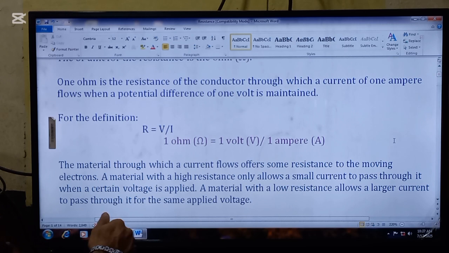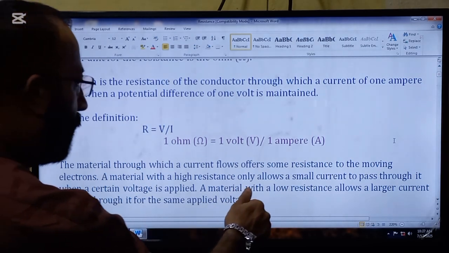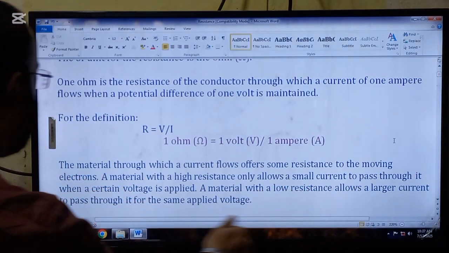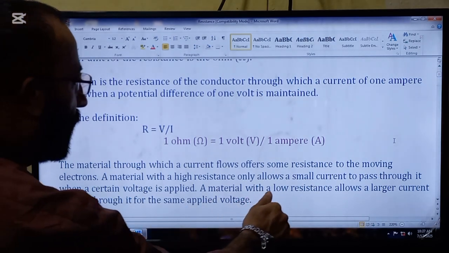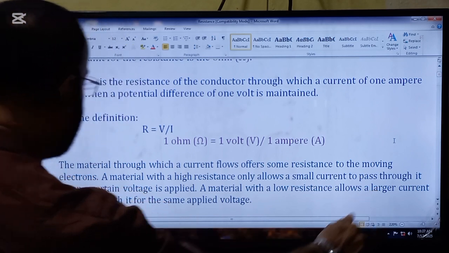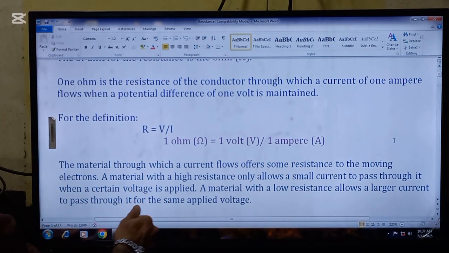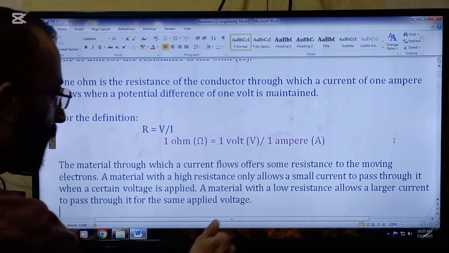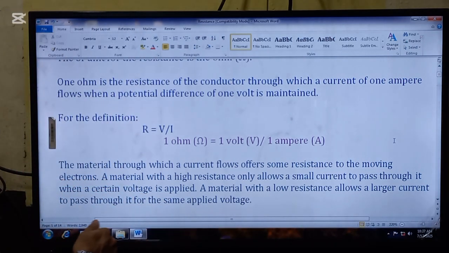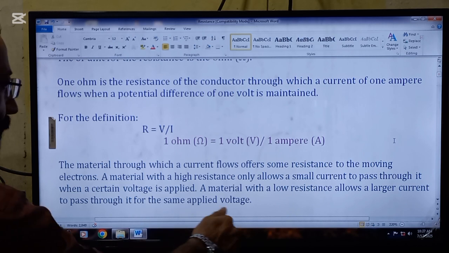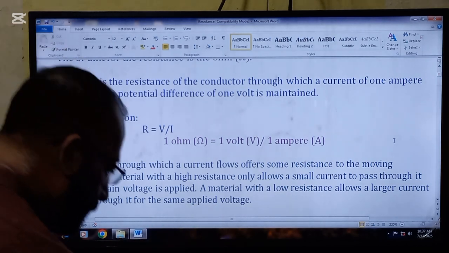The material through which a current flows offers some resistance to the moving electrons. A material with a high resistance only allows a small current to pass through it when a certain voltage is applied, whereas the material with a low resistance allows a larger current to pass through it for the same applied voltage.